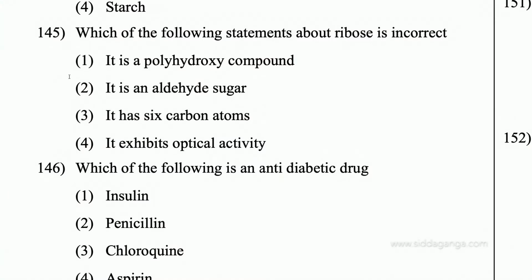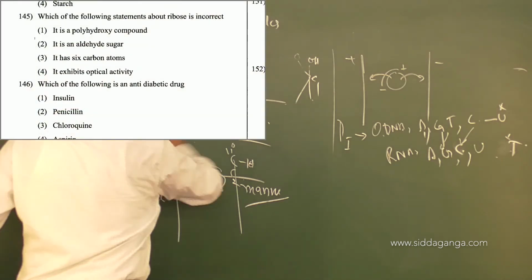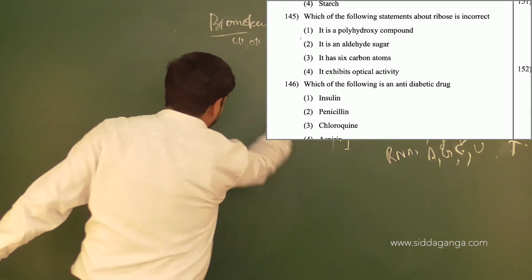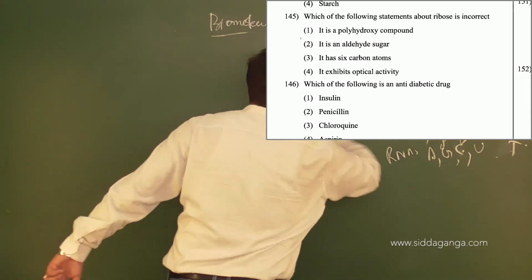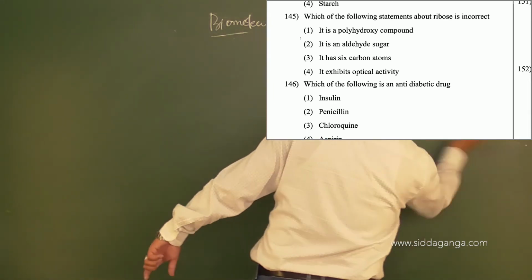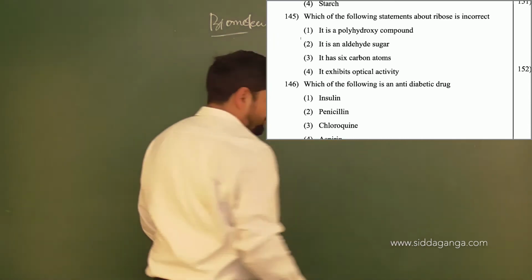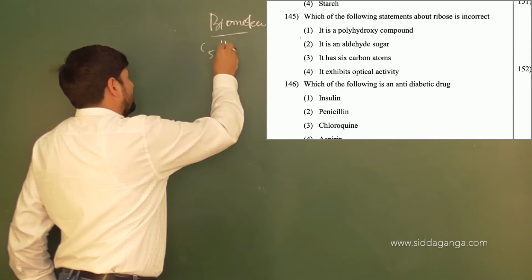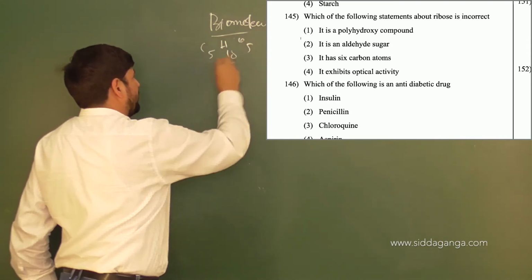It's asking you which of the following statements about ribose is incorrect. Now tell me children, what is ribose? It is a pentose or not? Yes, it's an aldopentose. Correct or not? So it has how many carbons? 5. So the general formula of ribose will be C5H10O5.